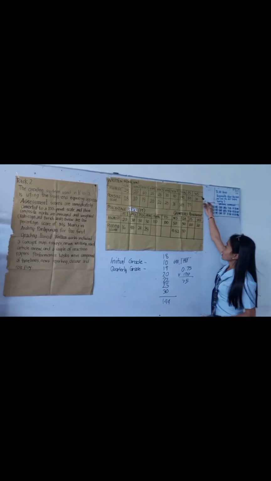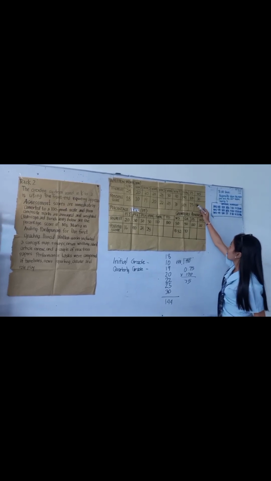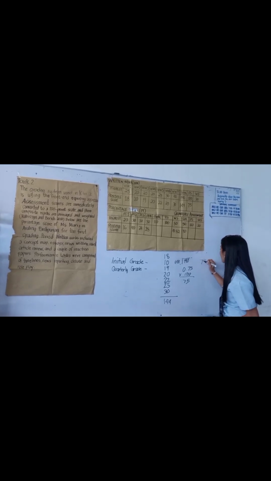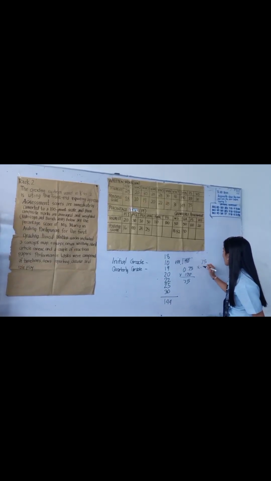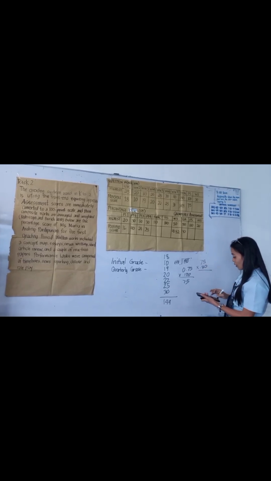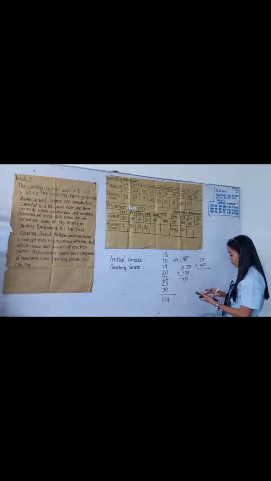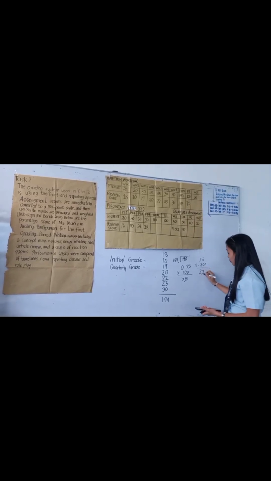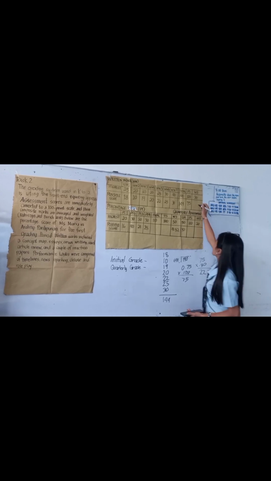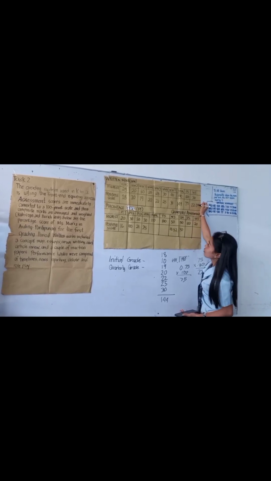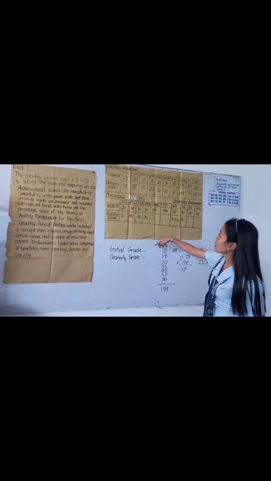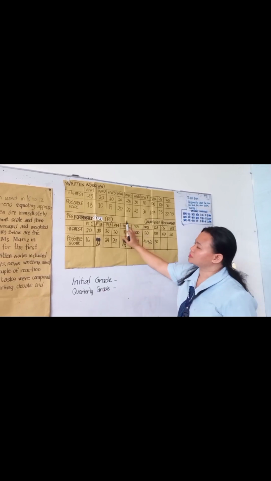So in order to get the weighted score, we're going to multiply by 30%. 75 times 0.30 is 22.5. So we're done now with the written works. Let's proceed to the performance task.